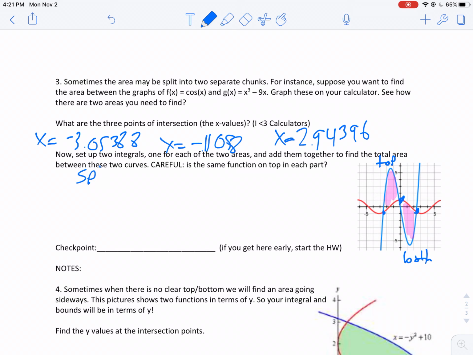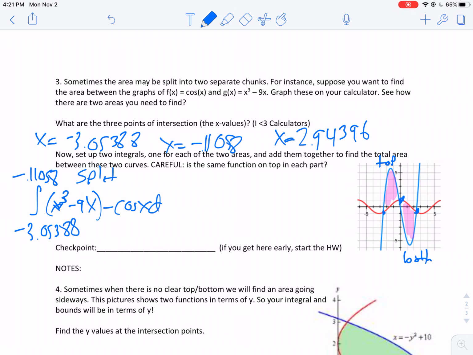So when I split these, the integral on the left goes from negative 3.05388 to negative 0.11058. And there I see the red curve, the cosine, is on bottom. So that's going to be x cubed minus 9x on top, minus cosine x. Plus, because I'm adding together the 2 areas.